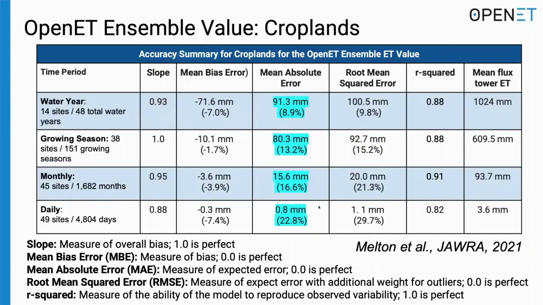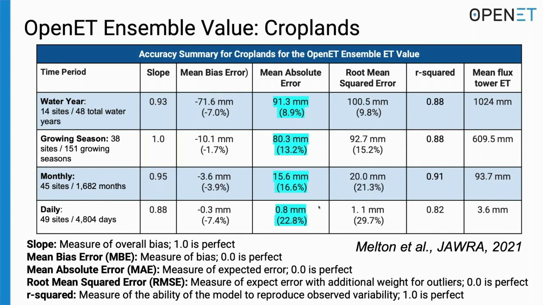So for the results here, we looked at a range of different accuracy metrics. We looked at different timescales: daily, monthly, growing season, and water year. We looked at both the slope and the mean bias error as different indicators of overall bias. For slope, of course, a slope of 1.0 would be perfect.